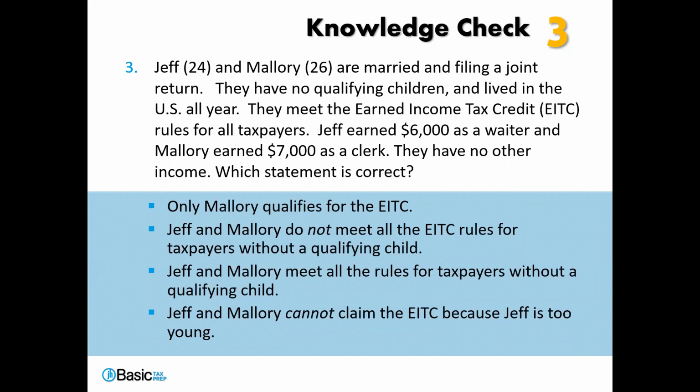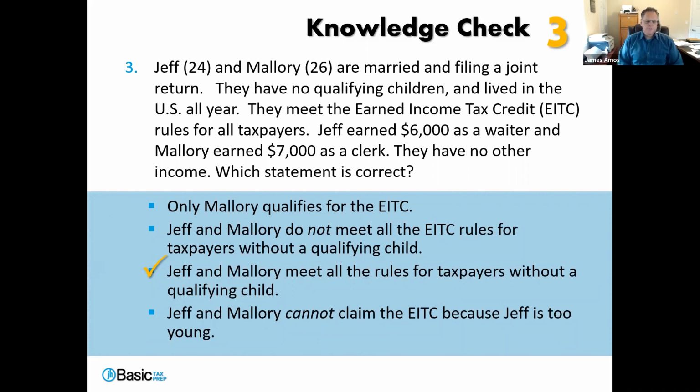Okay, so here's the correct answer. Jeff and Mallory meet all the rules for taxpayers without a qualifying child. So some of you answered A, okay? I'm not sure why you chose A. I'm trying to think of what was confusing you, because Jeff and Mallory are married filing jointly. It's the age thing. Jeff is 24. Go ahead, what were you going to say, Amanda? It almost got me too, because I was thinking about that first too. I thought it was going to be one of those. Thank you for pointing it out.